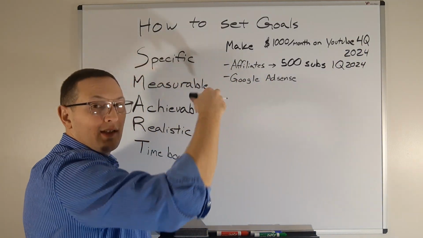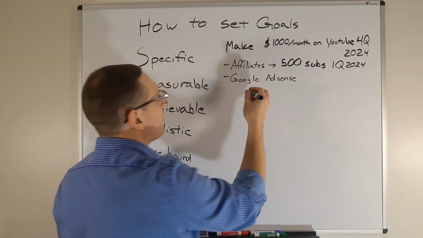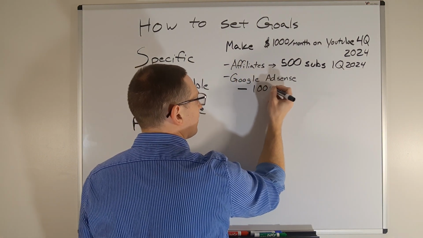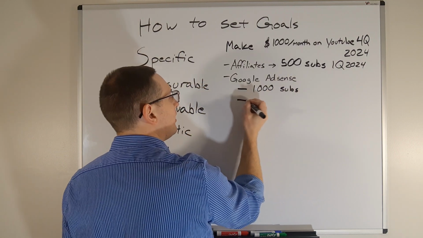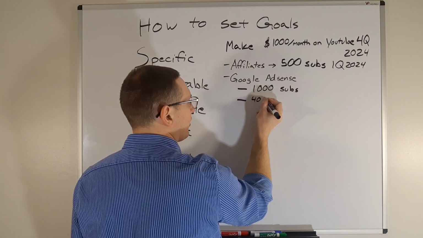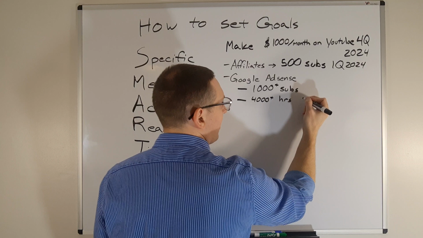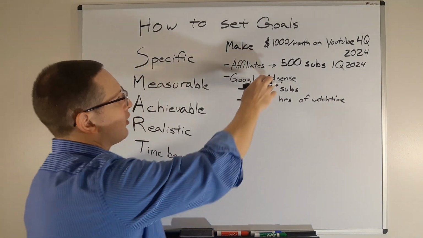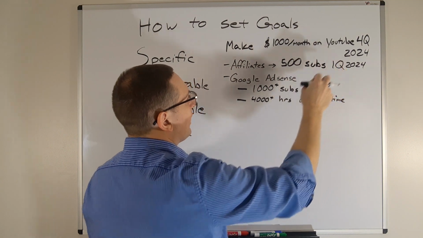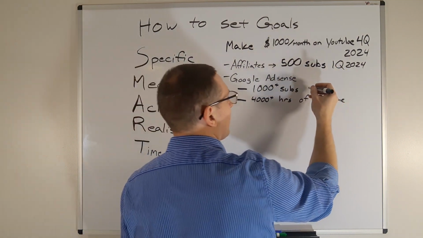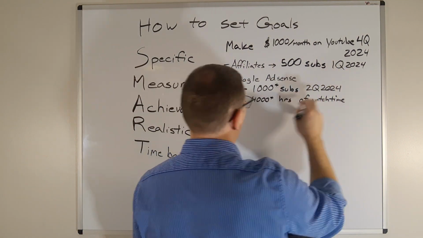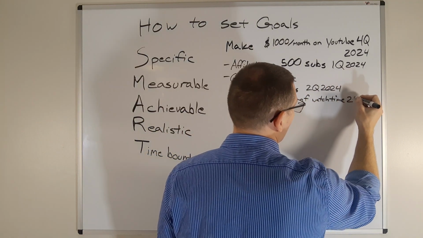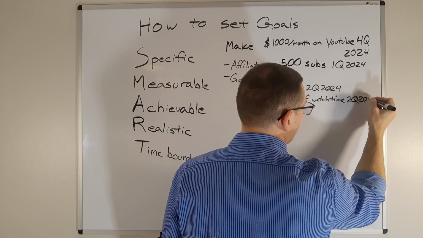And for Google AdSense, in order to get into that program, you're going to need a few things. So you're going to need 1,000 subscribers, and you're going to need over 4,000 hours of watch time. So when do I want Google AdSense? Well, maybe I'm saying I want to achieve this by second quarter. And I want to get a 4,000 hours watch time. That's also going to be second quarter 2024.